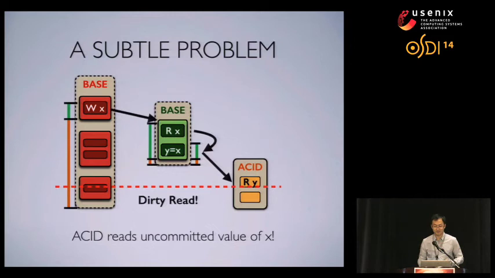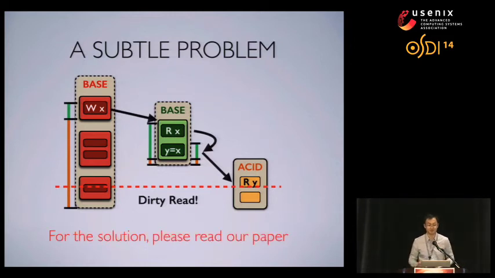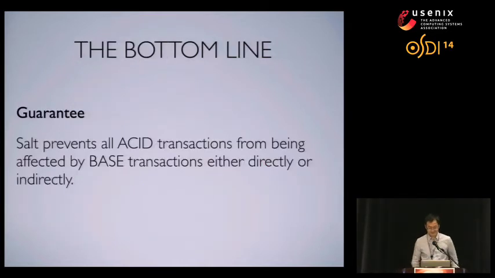In our paper, we provide a simple and efficient solution to this problem, which is one of the main joys you will have by reading our paper. The bottom line here is that SORT prevents all ACID transactions from being affected by base transactions, either directly or indirectly, in all lock-based isolation levels. So in our paper, we provide a theorem that formally states this guarantee, and we provide corresponding proofs.